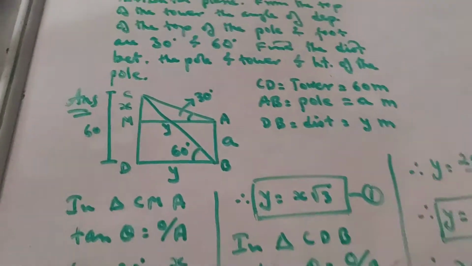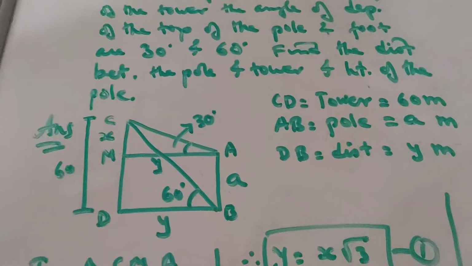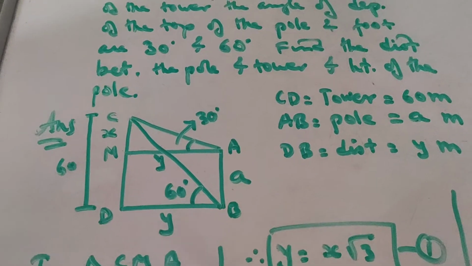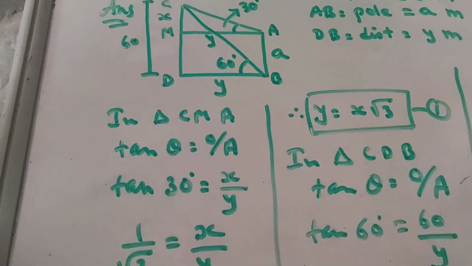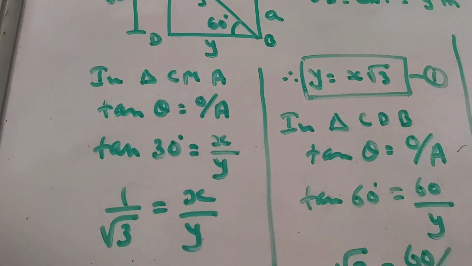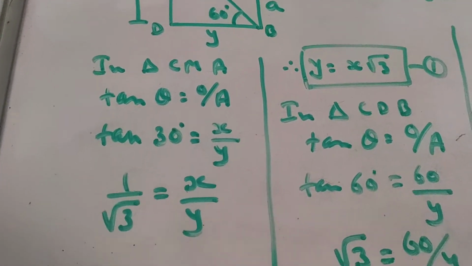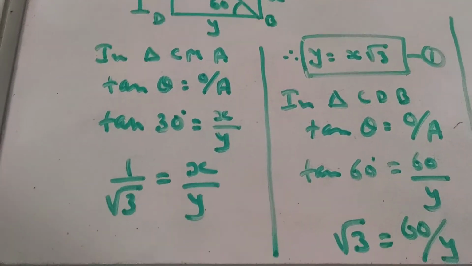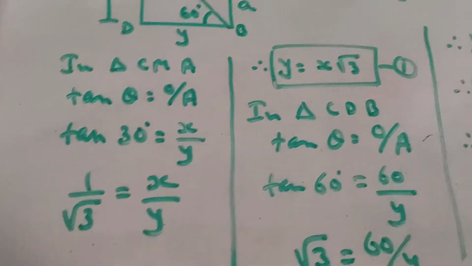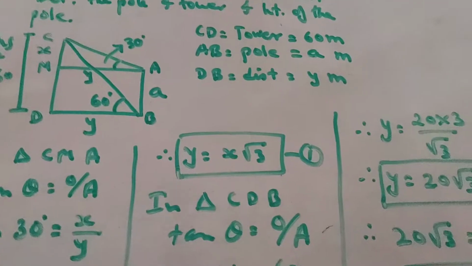So let us work it out. Here you get two triangles, triangle CMA and CDB. In triangle CMA, tan theta is equal to opposite upon adjacent, tan 30 is equal to x upon y, 1 upon root 3 is equal to x upon y, therefore y is equal to x root 3. That is our equation 1.